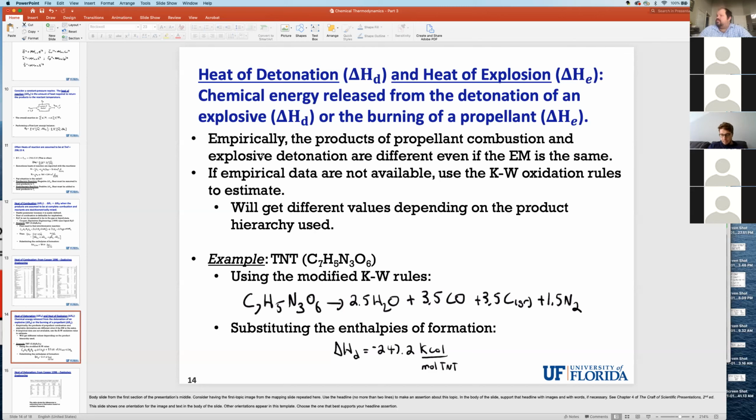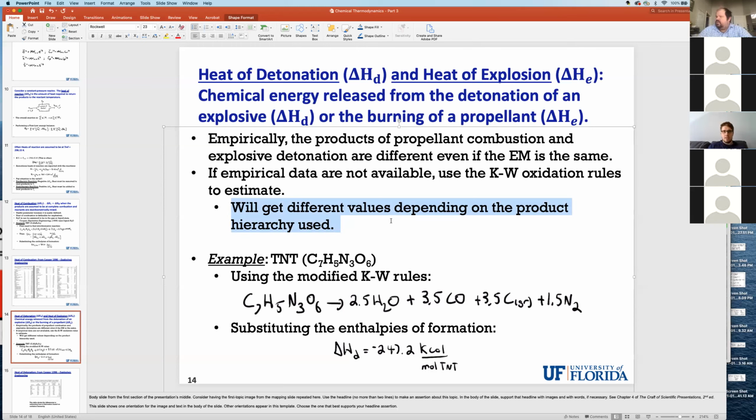Okay, and then typically you would just look these up, and if data are not available and you need to make an estimate, you can use the Kistiakowsky-Wilson rules to estimate. Since there are multiple rules for oxidation of an explosive or of a propellant, you will get different values for the heat of detonation depending on what oxidation rule or oxidation hierarchy or priority you assume for the energetic material.